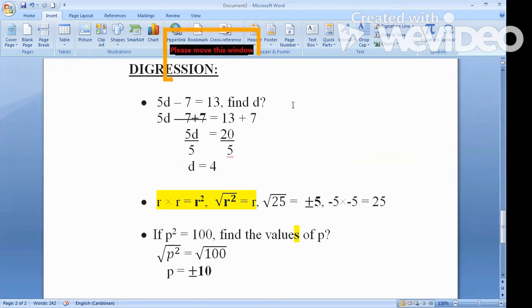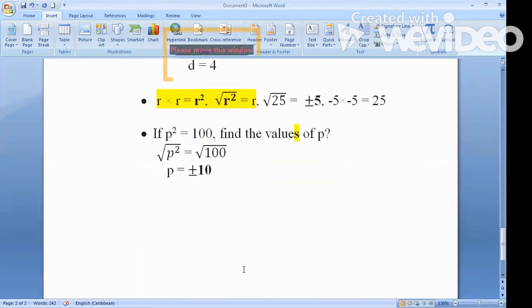All right. Any questions about this? So, sir, what you just said, the answer for P squared equals 100 is plus or minus 10. Just like the square root of 25, it's not 5, it's actually plus or minus 5. Okay.